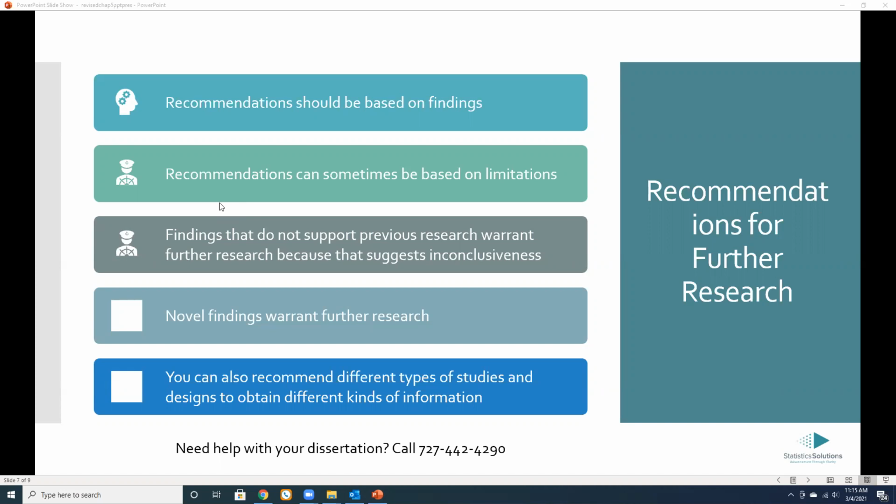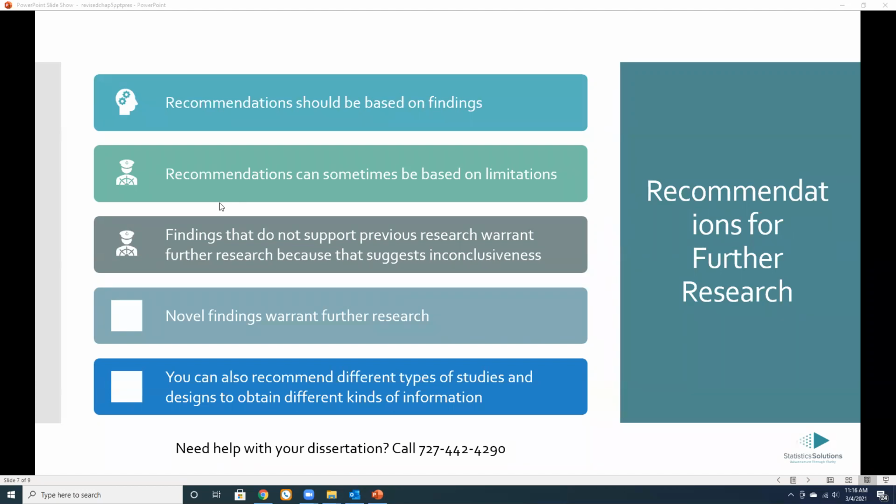If your findings are new or novel, or something unexpected came up, you definitely want to recommend more research on that to explore it further. Recommendations based on limitations would be recommending a similar study as yours, but that researchers address what were limitations in your study in their future studies.